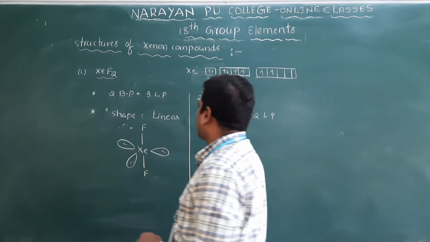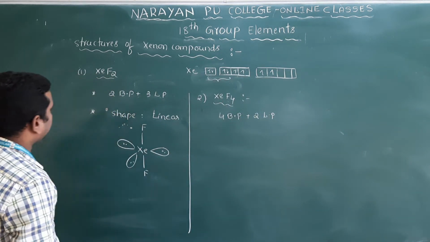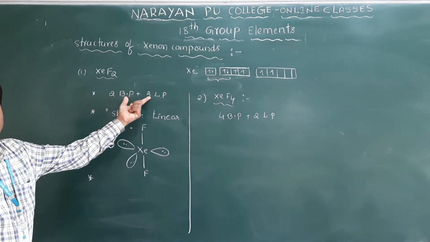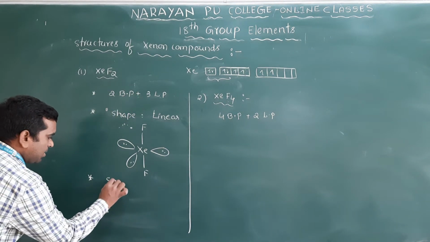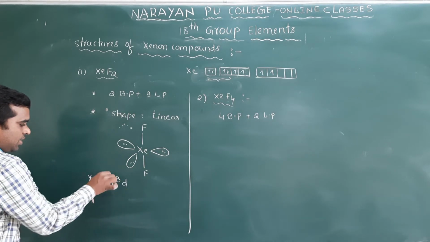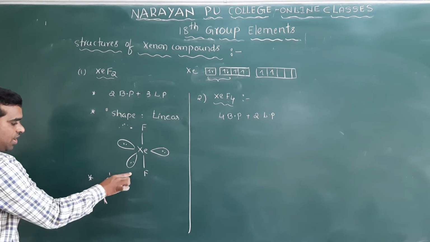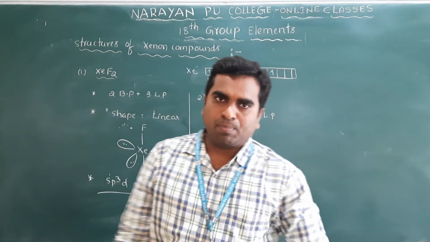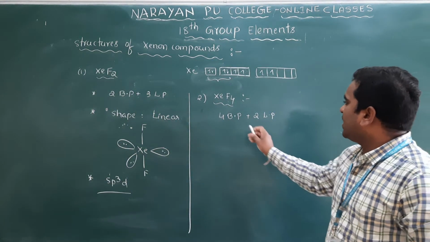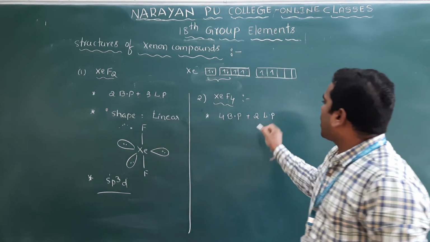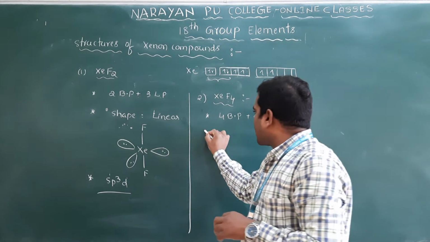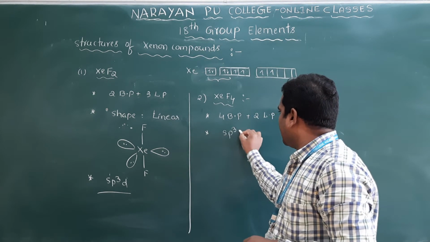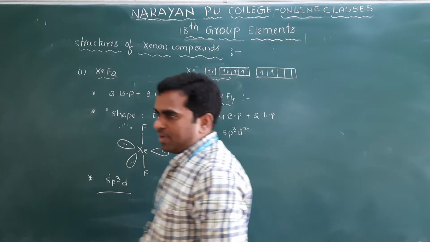Very important, I forgot to write the hybridization. What is the hybridization here? 4 bond pairs and 2 lone pairs, total 6. 6 means the hybridization is sp3d2.